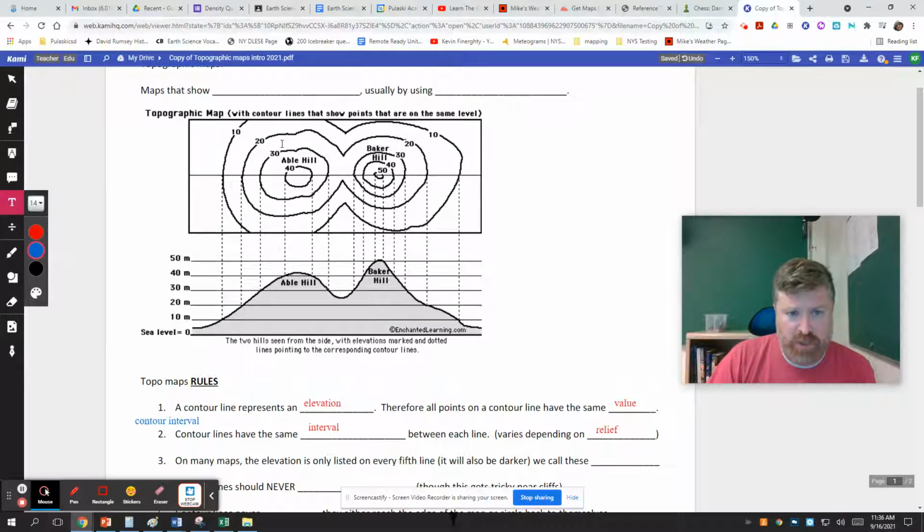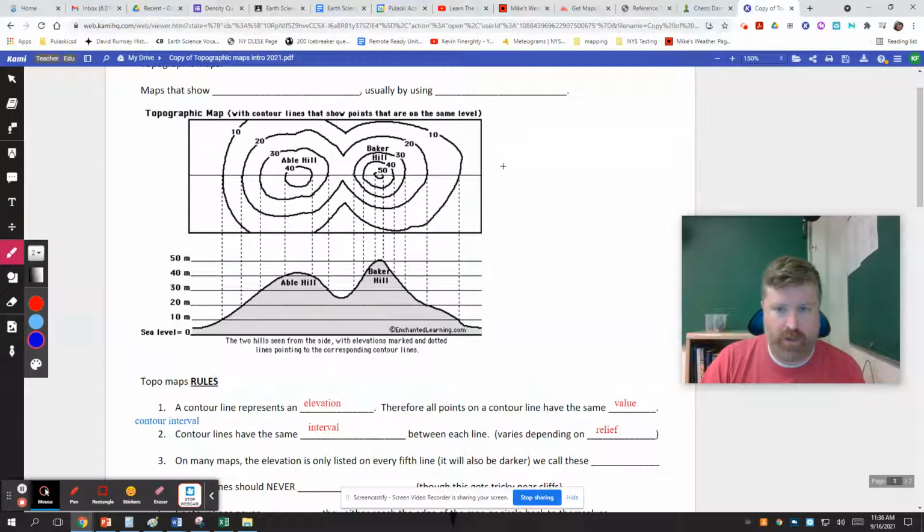This map goes 10, 20, 30, 40. So what's the contour interval? Maybe we'll write it over here. All right, CI, so that you don't have to write the whole word, contour interval. Contour interval, in this case, is 10 meters. It's how much each line goes up by.